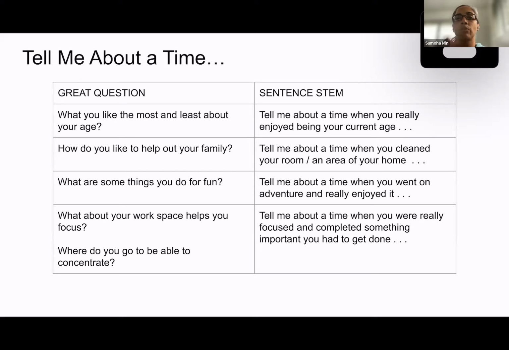So maybe let's say my great question is, what do you like the most or least about your age? Right? So somebody can answer that. Oh, I really like how I get to be super independent in my mid 30s. What I don't like is that I have to make really adult decisions all the time. Okay. Versus, they can then say, so tell me about a time when you really enjoyed being your current age, right?